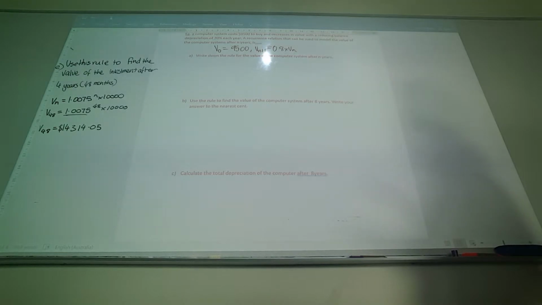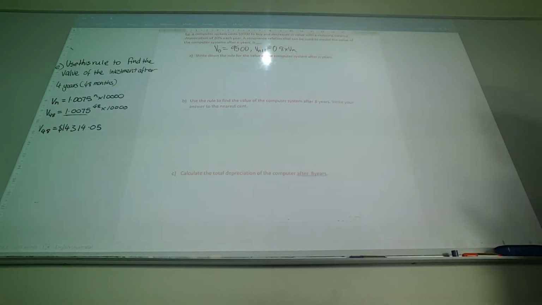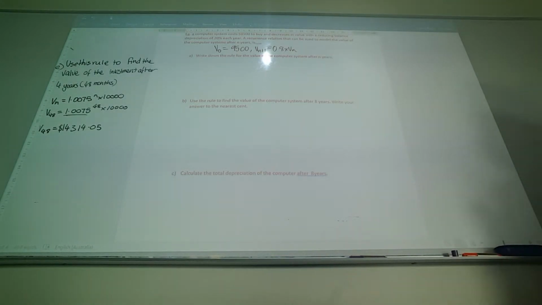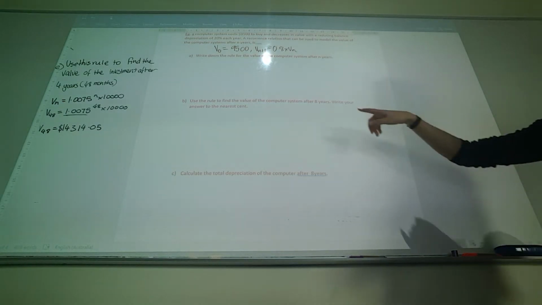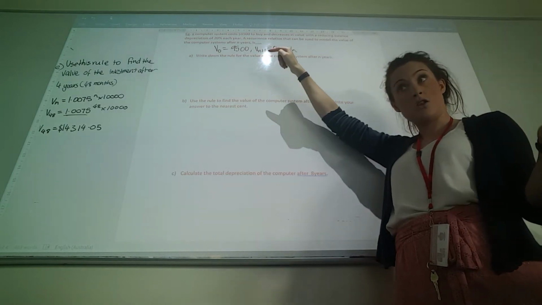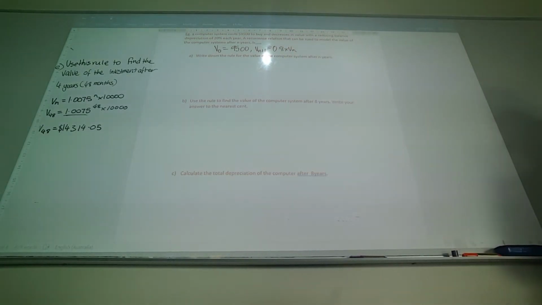Okay, so this one, we've got a computer system that costs $9,500 to buy and decreases in value with a reducing balance depreciation of 20% per year. A recurrence relation that can be used to model the value of the computer system after n years is V0 equals 9,500, Vn plus 1 equals 0.8 times Vn. So because we've got a 0.8, we should know that our numbers should be getting smaller. Decreasing.